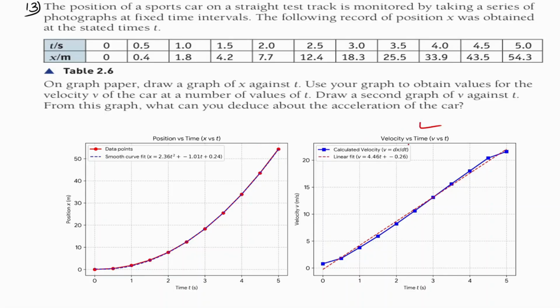Now, for the velocity versus time, we have not been given velocity here. So we know the formula of velocity is dx upon dt. By doing this, you will get the velocity values, and you already have the time values. So put the values of velocity and time here and just connect the dots with a line. So this is about the position versus time and the velocity versus time graph.